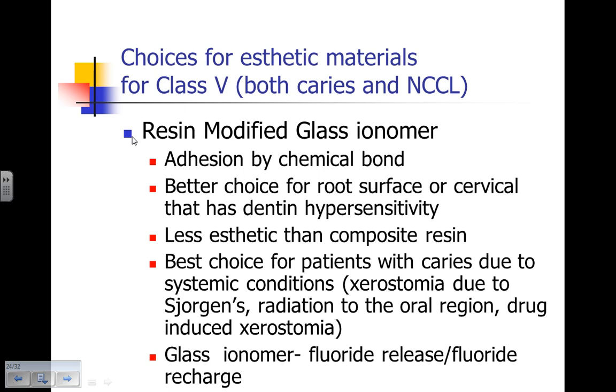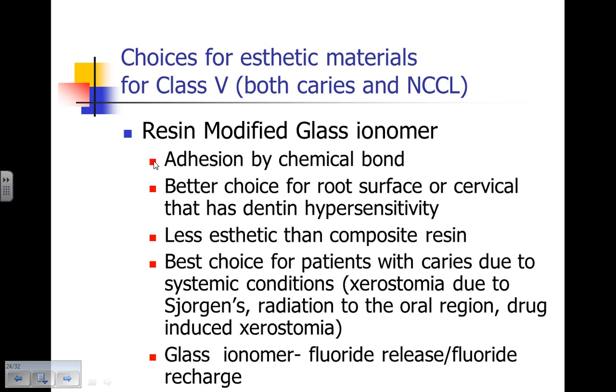Well, one of our choices is a resin-modified glass ionomer. Resin-modified glass ionomers, and the material we use at University of Maryland is Fuji2 LC for light cure. It has adhesion by chemical bond. It is an acid-base reaction. There is some resin, 10% resin in the resin-modified glass ionomer. And we apply it to the tooth.